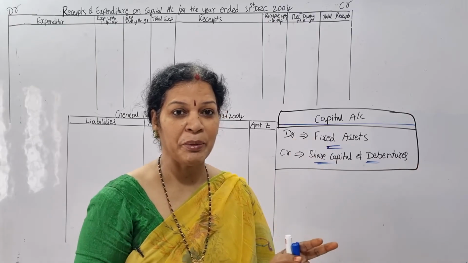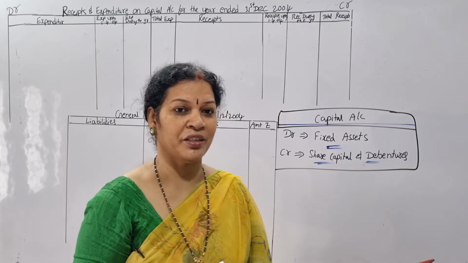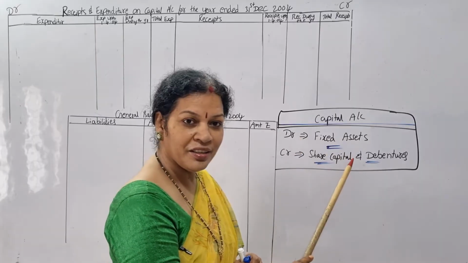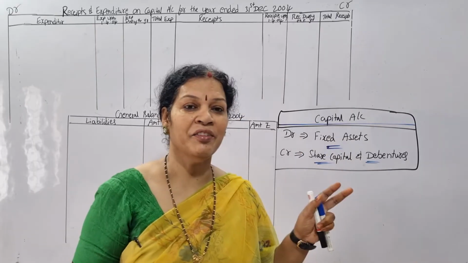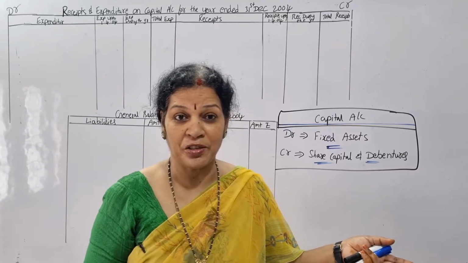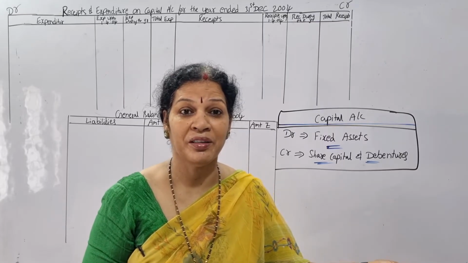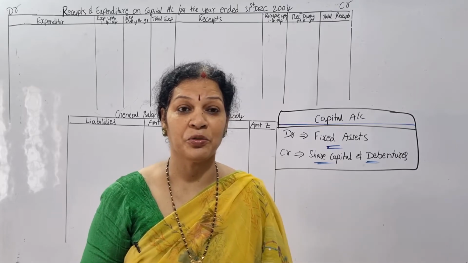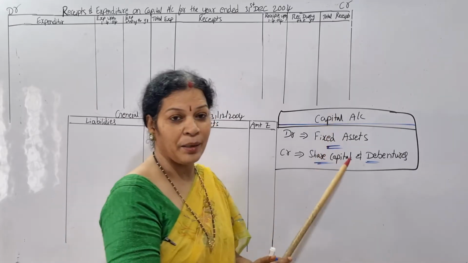After the capital account, we'll be preparing the balance sheet. There it comes, current assets. But in the capital account we are taking only the fixed assets. Why? Fixed assets we purchase from the capital only. It's a capital expenditure. So that is the reason we are taking it into the capital account.